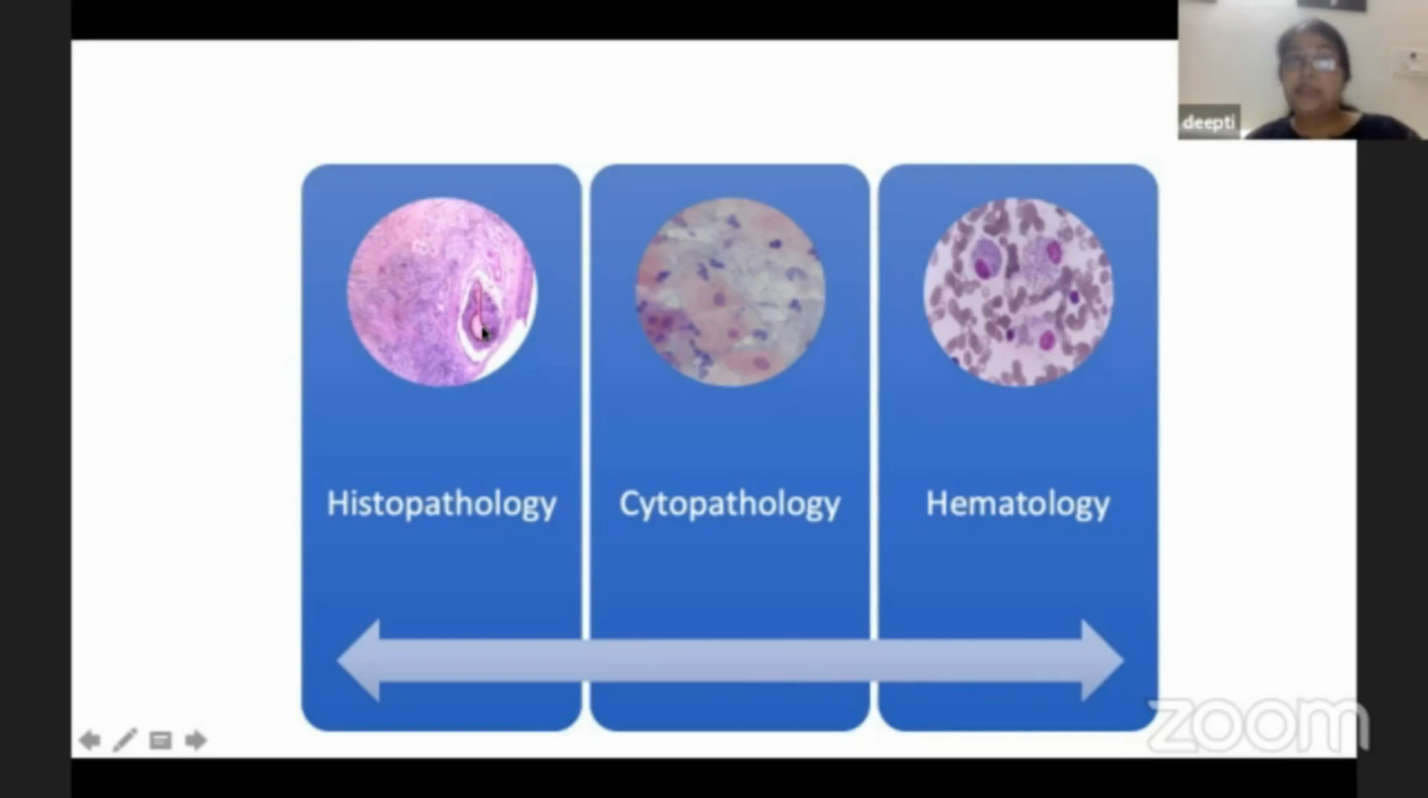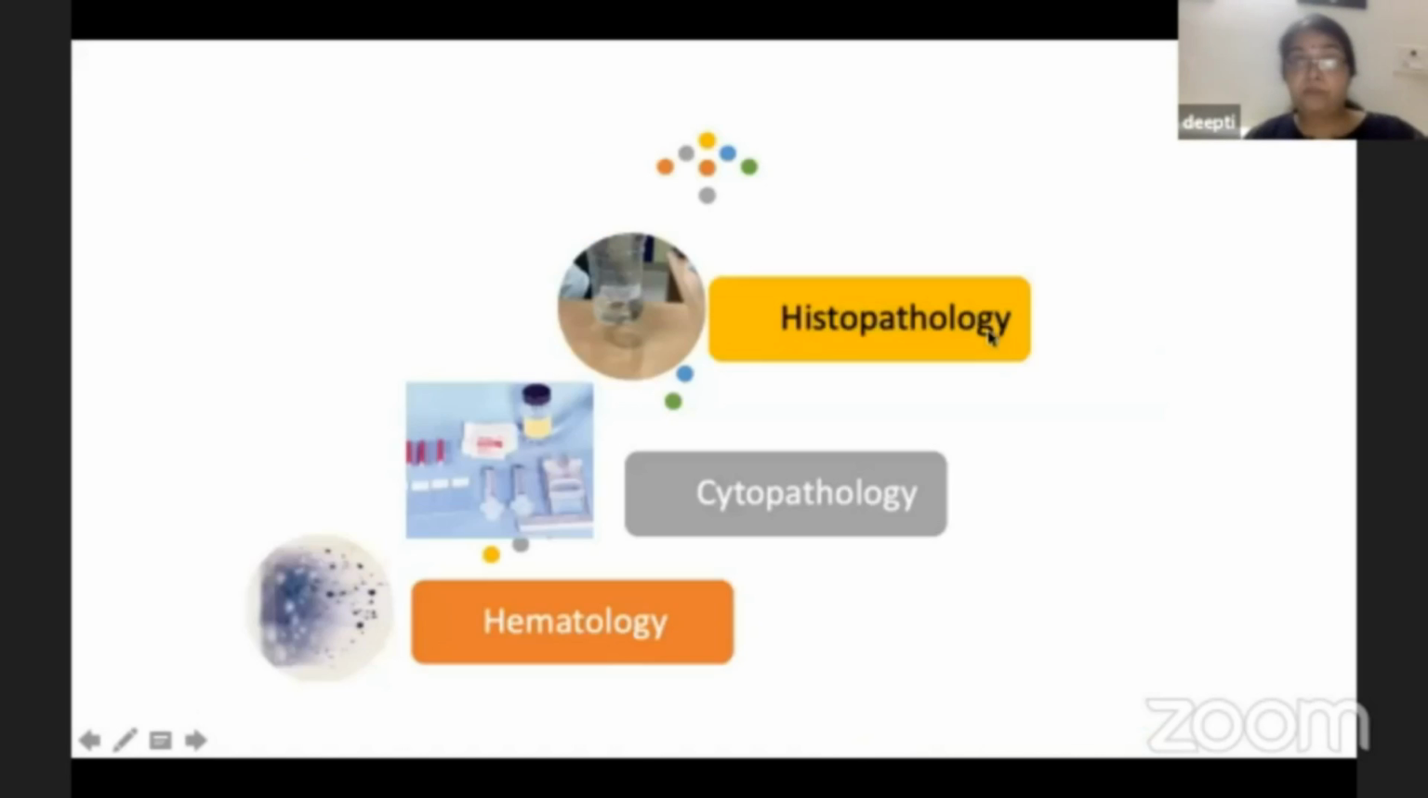A pathology lab doesn't have a dedicated section like a microbiology lab. It is basically divided into three sections: histopathology, cytopathology, and hematology. Histopathology deals with tissue specimens. Cytopathology, as the name indicates, deals with cells. Hematology, as you know, deals with blood and bone marrow specimens.